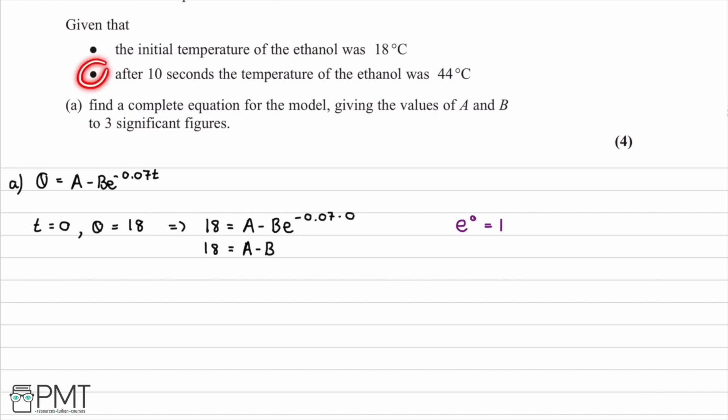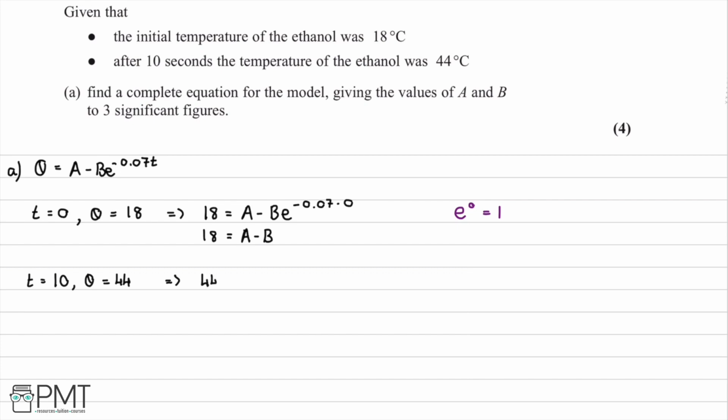We'll now use the second bullet point of information. When t is equal to 10, theta is going to be equal to 44. So we can do the same again, and say that 44 is equal to A minus B, apart from this time we're going to have something slightly different. We're going to have negative 0.07 multiplied by the time, which is 10. So we just shuffle along our decimal point by 1, and we have negative 0.7.